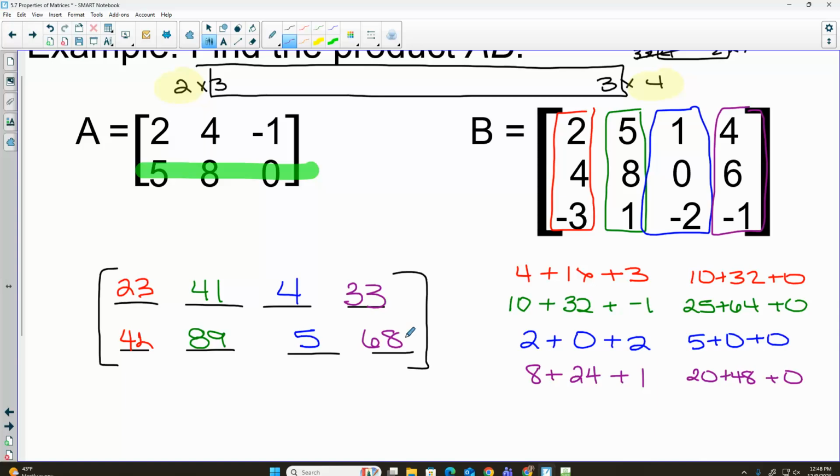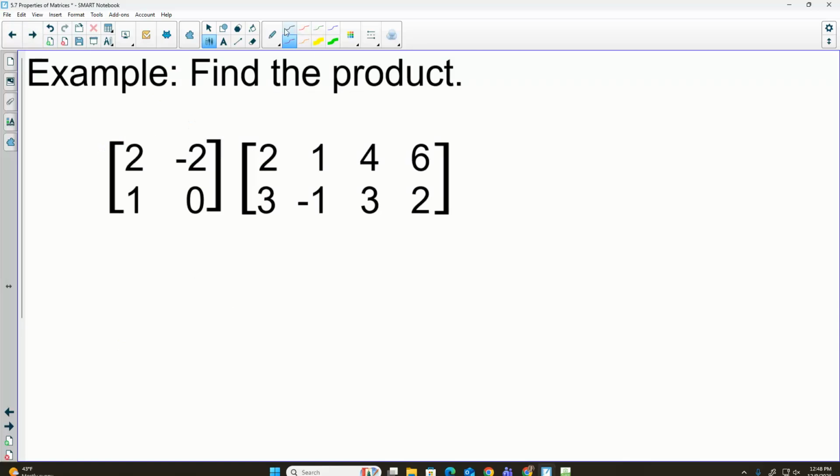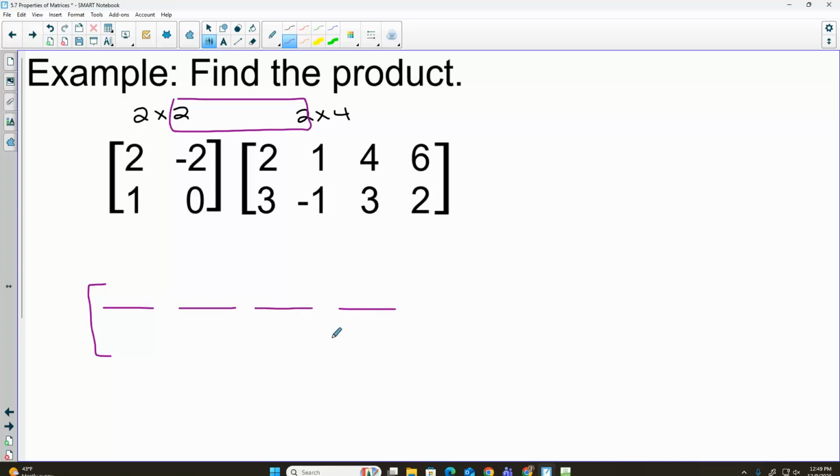What questions do you guys have right there? We're just going to practice this until I feel like we've got it. Okay, this was the final thing for today. So, if I ask you to find this product, first we have to make sure we can do the product. What's the size of the first one? What's the second one? So can we multiply them? Yes. How big will my answer be? 2 by 4. So I know my final answer is 2 rows, 4 columns again.